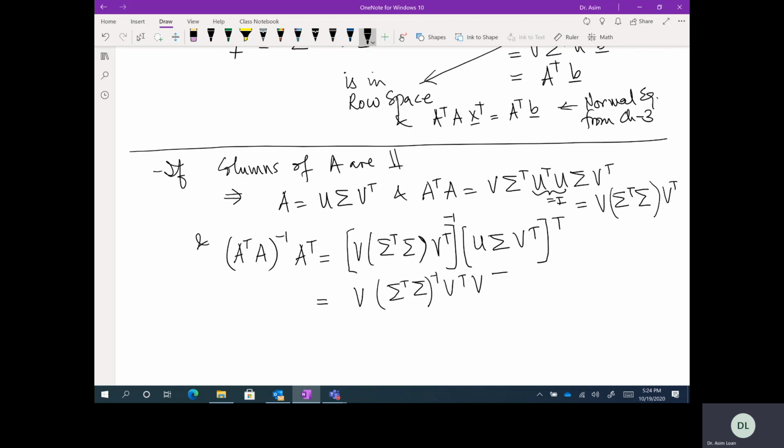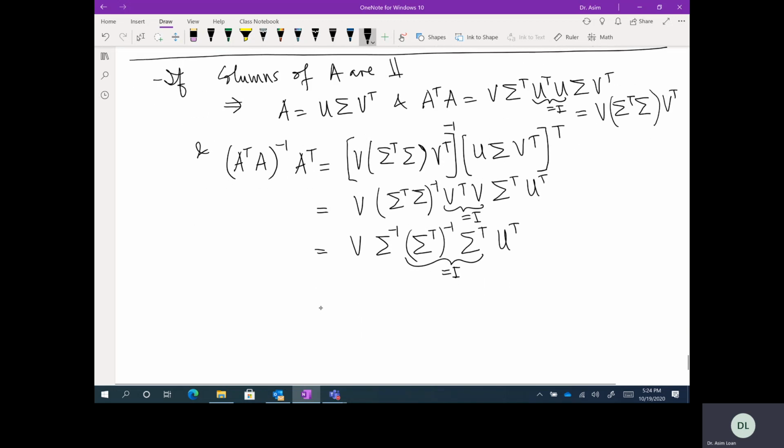Here I'll get sigma transpose, and I'll get U transpose here. This, by the way, is identity. So what I'm left with is V, sigma inverse, sigma transpose inverse, sigma transpose, U transpose. Obviously this is going to be identity, and I'm left with V sigma inverse into U transpose, which, by the way, is a pseudo inverse.